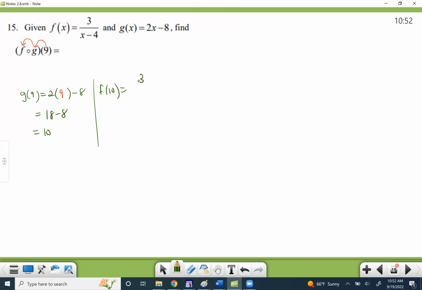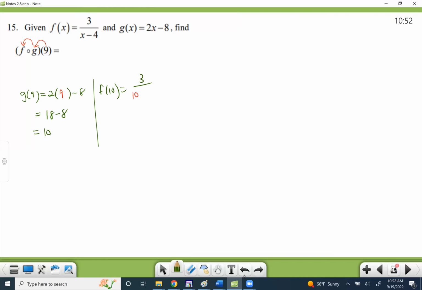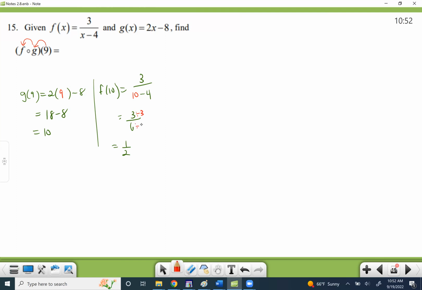Okay, so it's going to be 3 over, and I'm going to put the 10 where the x was, you guys, in this function up here. Okay, so 3 over 10 minus 4, so 3 over 6, which if you divide them both by 3, gets you 1/2, right? So the final answer is going to be that last one. It's going to be 1/2. This is the final answer, okay? So you don't plug 9 into both. You plug 9 into G. Whatever you get from that, you plug into F, okay?